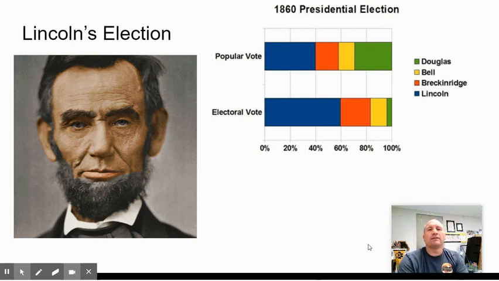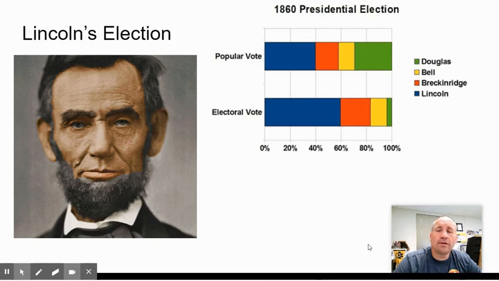Now, the key here is the Electoral College system. Remember, this is something we looked at in the first week of school. We don't just vote for the president by counting up all the votes and whoever has the most votes wins. The presidential election is actually a state-by-state election. You get the most votes here in the state of Missouri, then you get all of Missouri's Electoral College votes. And to become president of the United States, you need a majority of Electoral College votes, not the majority or a plurality of the votes of the people. You have to win states.